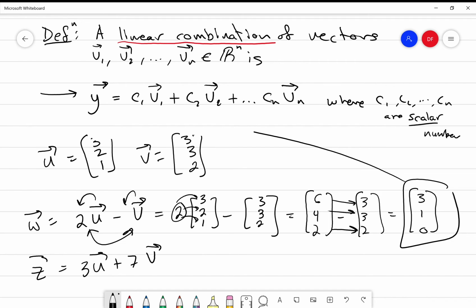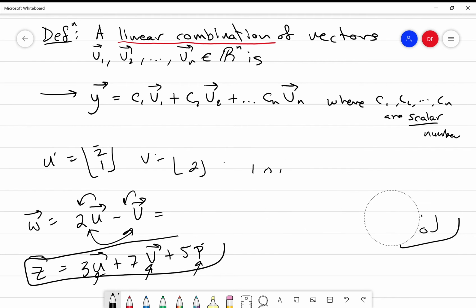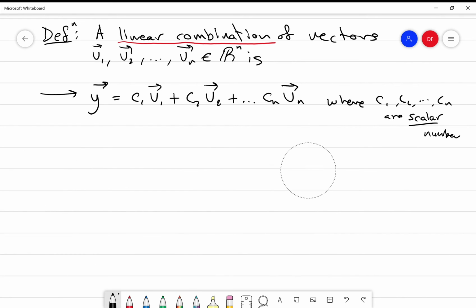And if I had u, v, and let's say p equals (1, 1, 0), and then I had plus 5p, this is a linear combination of u, v, and p. Okay, that's how we define linear combination.